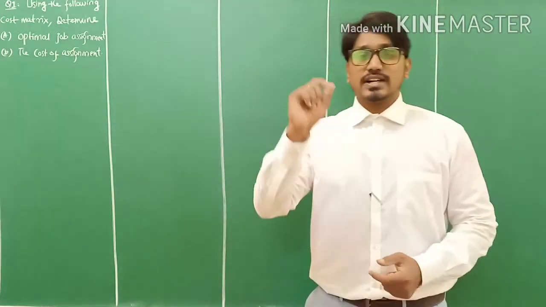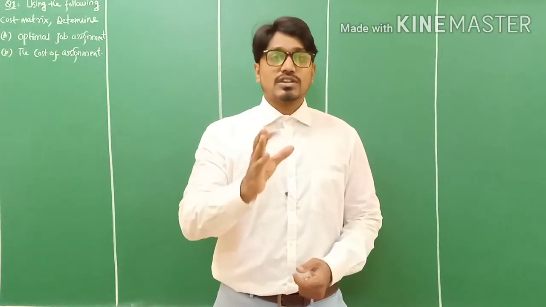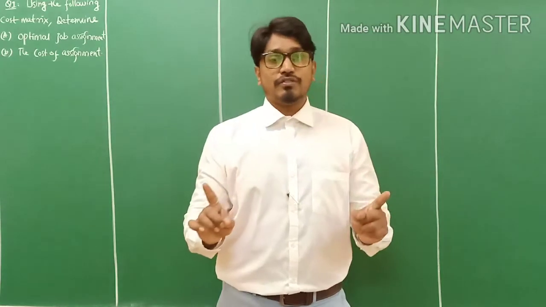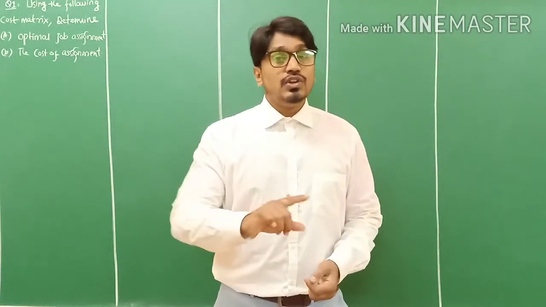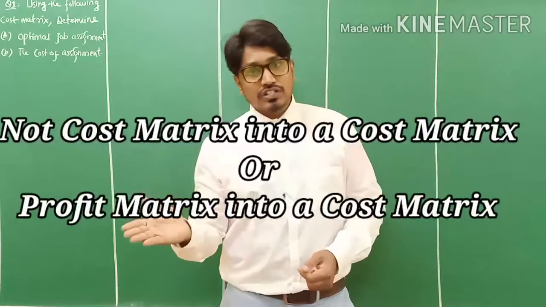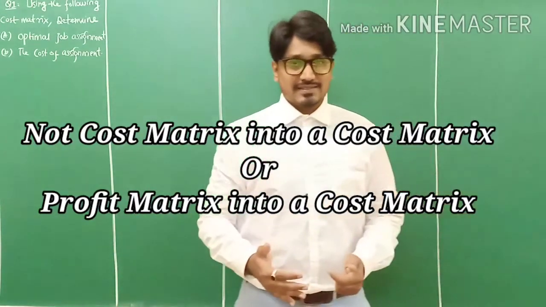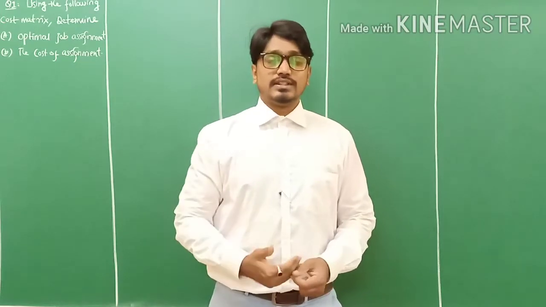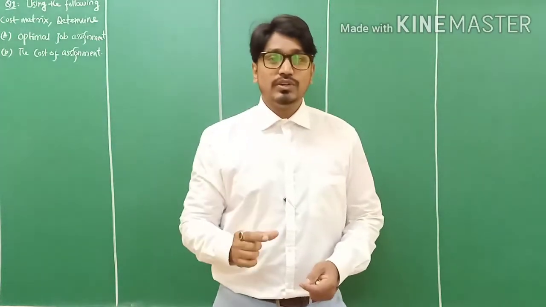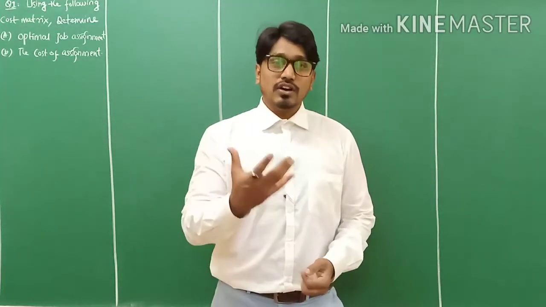So what are those conditions? Friends, the first and prior condition: prepare a cost matrix. Your matrix must be a cost matrix. It should not be a profit matrix. If it is a profit matrix, we convert it into a cost matrix. Now the question arises, how to convert it? Very simple, my friends. In a given matrix, you select the highest element or highest value, then subtract all the other elements in the matrix from it. The new matrix is said to be a cost matrix.